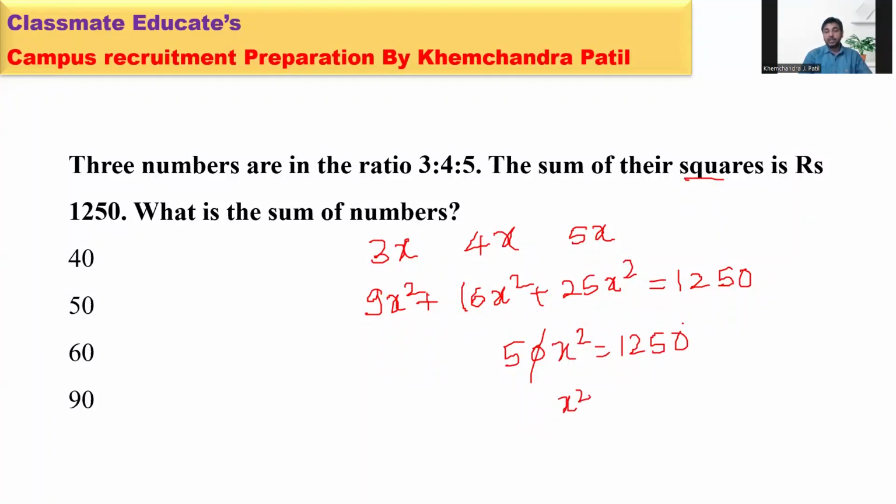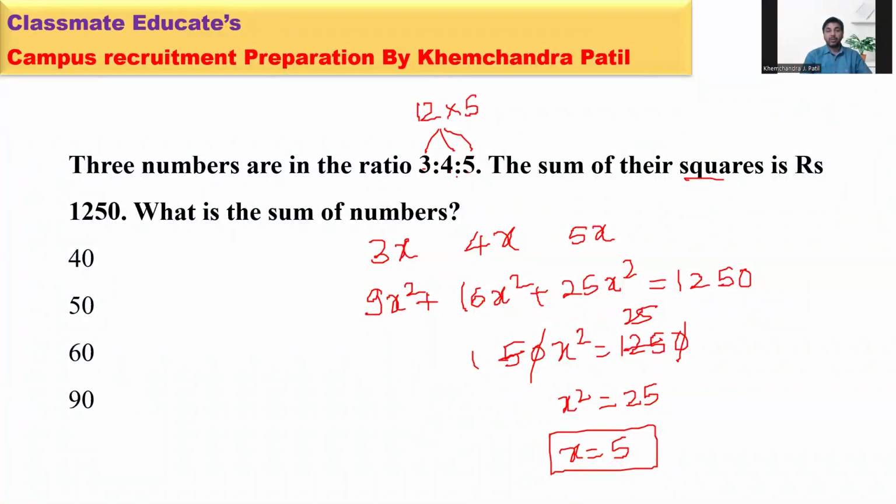So x square is equal to, this will cancel out and this will cancel on 25. So what we will get, x square is equal to 25. So x का value क्या हो जाएगा, 5. That's it, sum of the numbers you required. So if you take the sum of this, so 3 plus 4, that is 7, 7 plus 5, that is 12, and you got the proportionate variable as 5. So 12 5s are 60. So your answer is 60. No need to find the individual numbers.